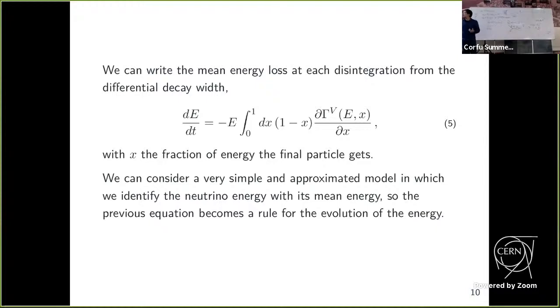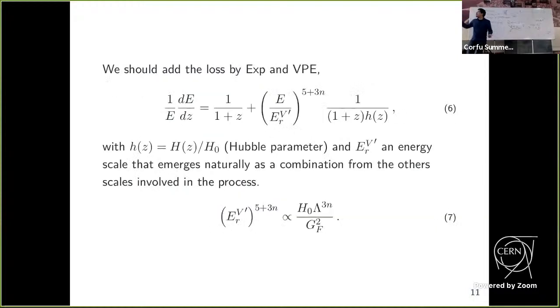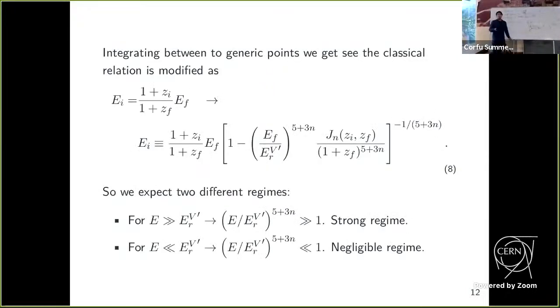emission. If we solve the equation and add the effect of the expansion, we have this equation for the evolution in the case of only VPE and expansion. The contribution of the VPE can be written, as you can see, in terms of a scale of energy that emerges naturally from the combination of all the constants that appear in the decay width. If we integrate the previous equation between two points, we see that the classical relation is modified to this new relation.